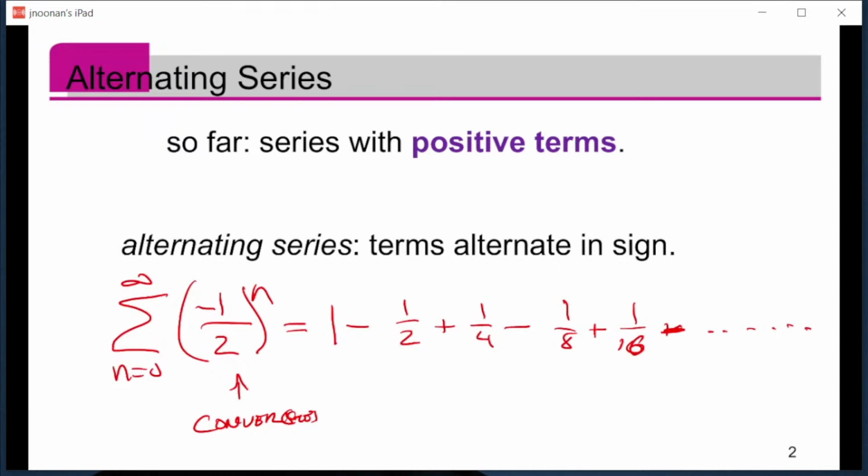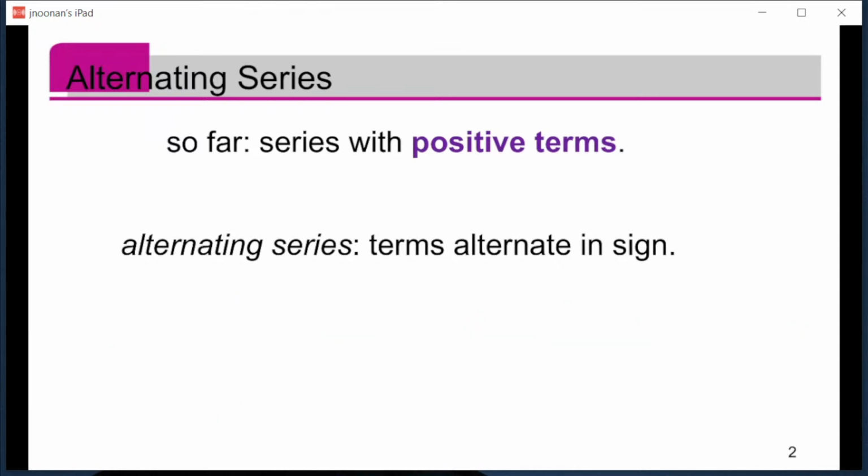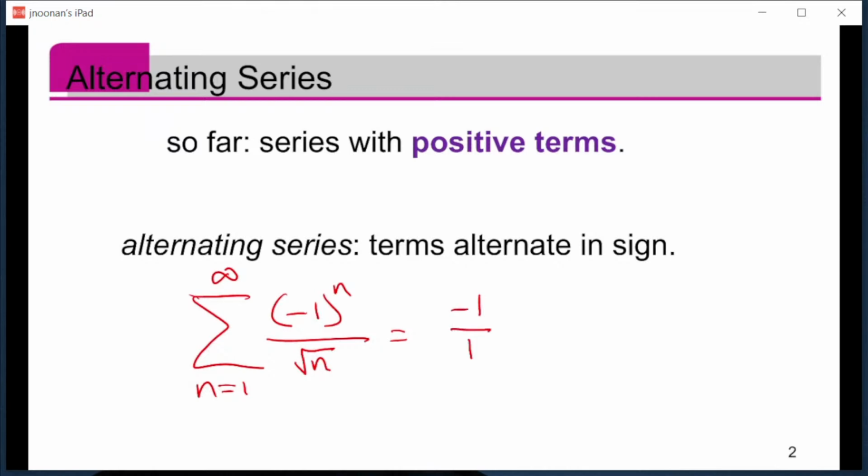For example, let me make a new series that alternates and see if you can think if it's going to converge or diverge. So how about that one? So let me write down the first few terms of this series. This series starts off with negative 1/1, and then we add to that 1/radical 2 minus 1/radical 3 plus 1/radical 4 minus 1/radical 5, etc., etc.